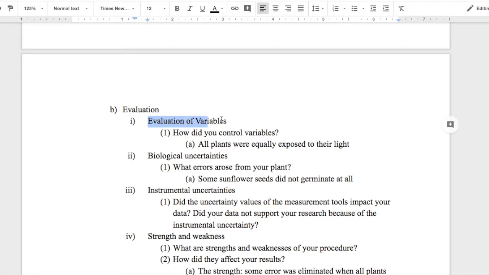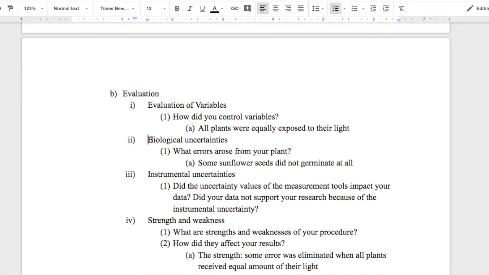So first, evaluate the variables. How did you control the variables? Explicitly state them. For example, you can say all plants were equally exposed to light. The next one can be biological uncertainties. What errors arose from your plant? For example, were there some that did not germinate?